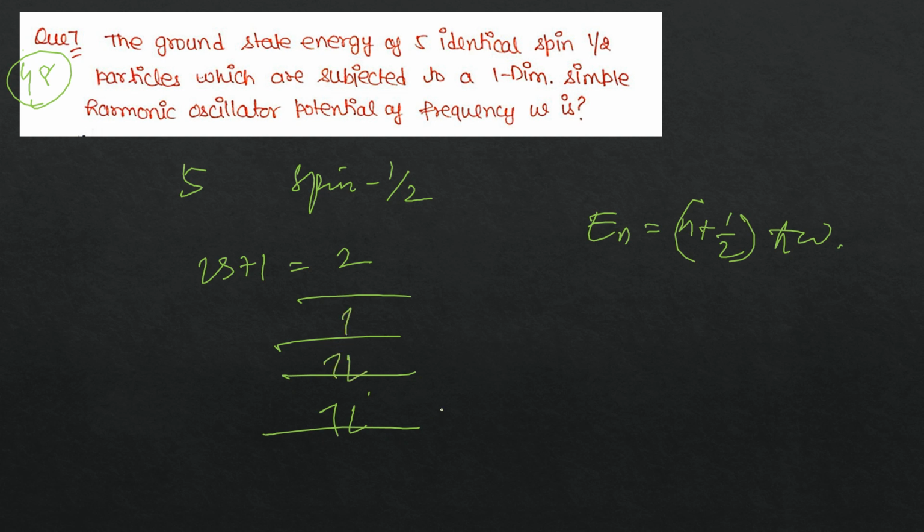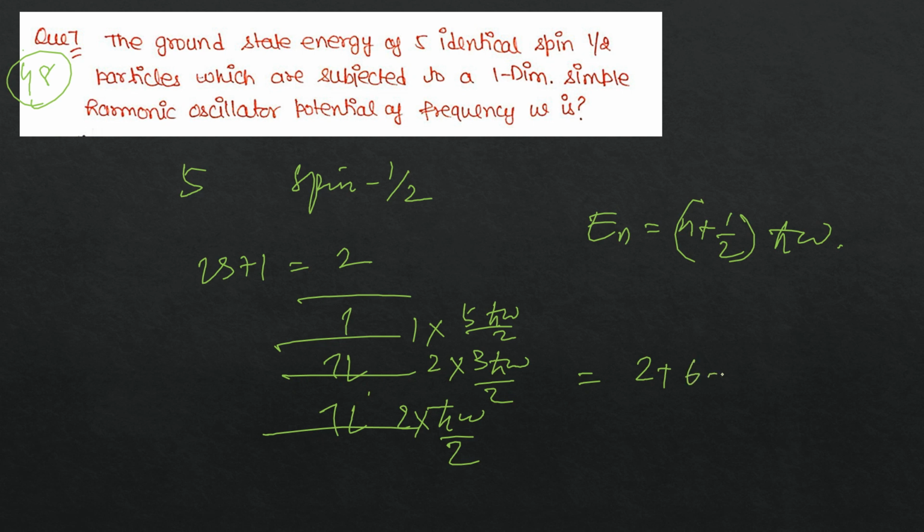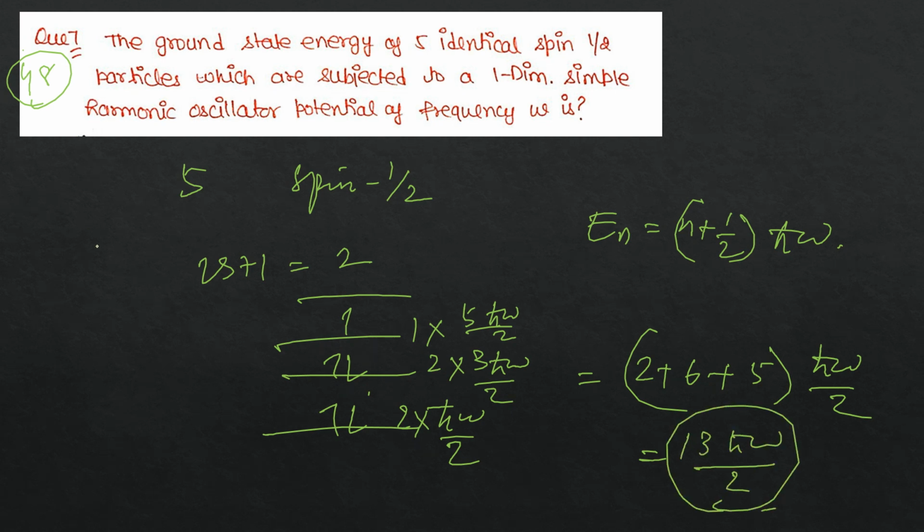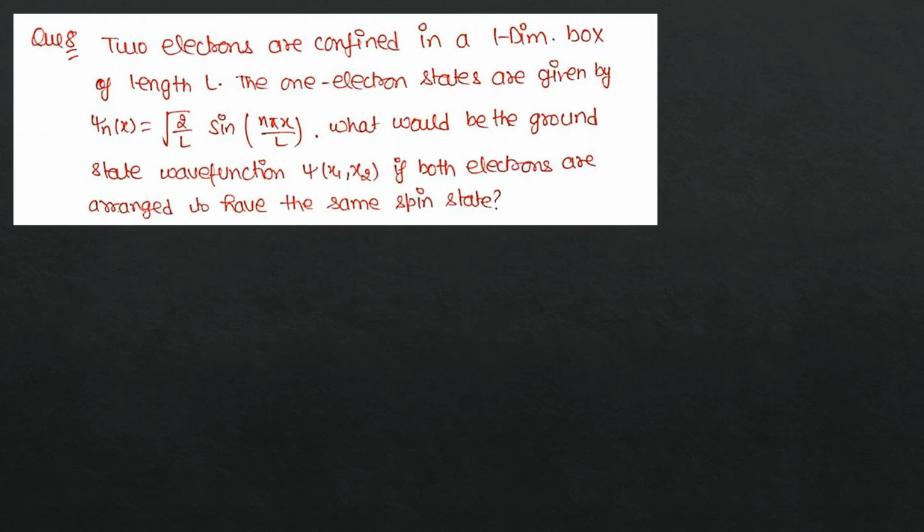This is your what? h bar omega by 2. 2 into h bar omega by 2, 2 into 3 by 2 h bar omega, 1 into 5 h bar omega by 2. So if I add everything, it will be what? 2 plus 6 plus 5 h bar omega by 2. That is 13 h bar omega by 2. That is the answer. Okay, answer is 13. Question number 49.